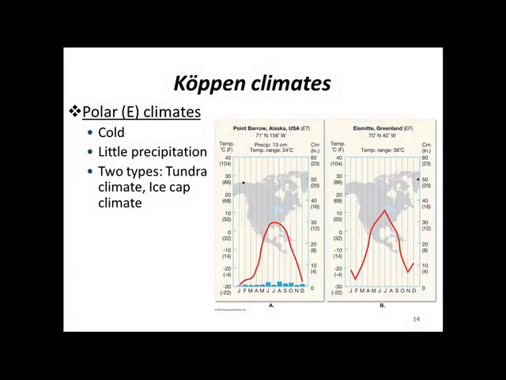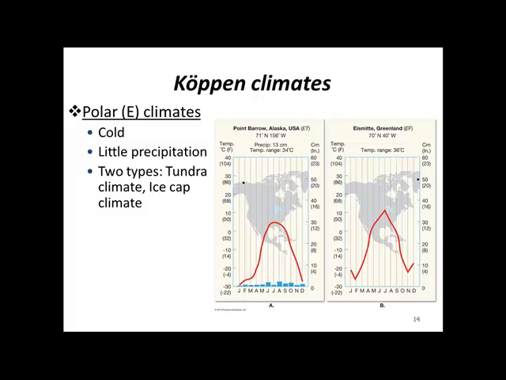The next climates are the polar climates. These are really, really cold, and they have very little precipitation throughout the year. We have two types of climates in the polar climates, which are the tundra climates, which are treeless areas that still have vegetation, and ice cap climates.